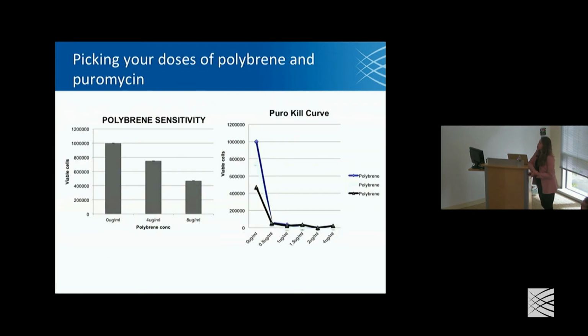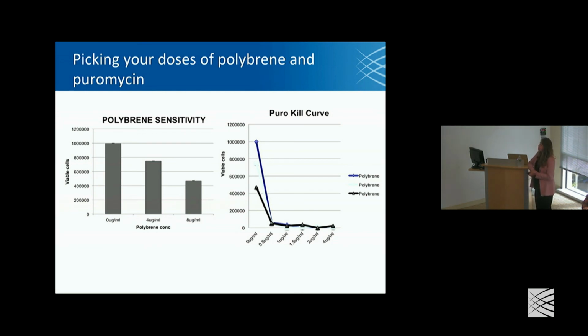So, picking your doses of polybrene and puromycin. You can see that at 4 micrograms per mil, you get some viability hit, but not nearly as much as at 8 micrograms per mil. If you're still worried about this viability hit, you might want to go back and choose about 2 micrograms per mil. And then for puromycin, you can see that you need to use at least 1 microgram per mil of puromycin to cause complete killing.